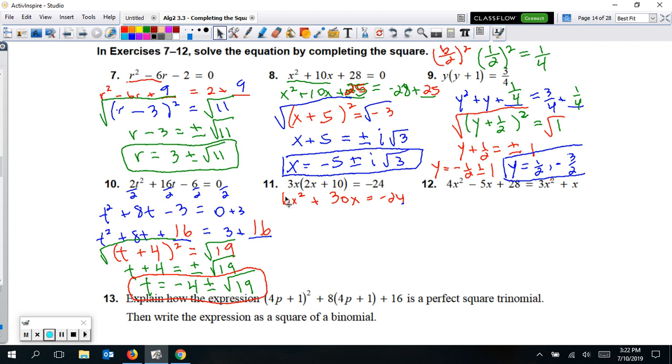Okay, so back to number 11. We're going to divide every term here by 6. I'm going to put 6 underneath all of these. So that's going to leave this as an x squared. 30 divided by 6, this is 5x here. Negative 24 divided by 6, it's going to be negative 4 on the other side. So now we have this equation. And since 5 is an odd number, here's where I don't think completing the square would really be as nice as maybe just set it equal to 0 first, and let's take a look at it.